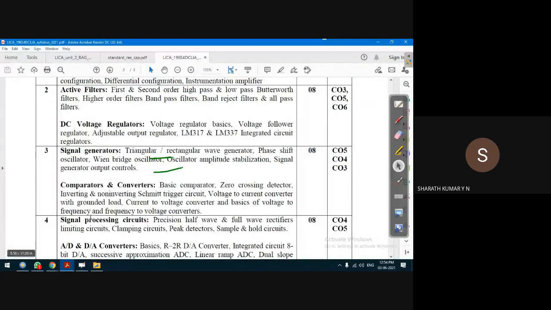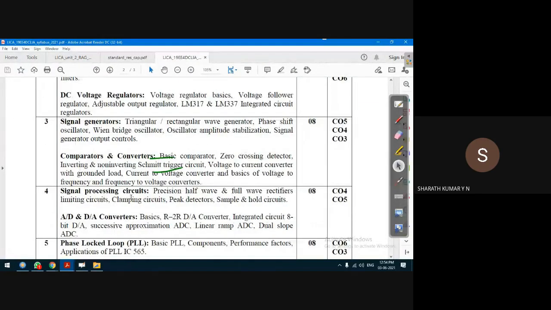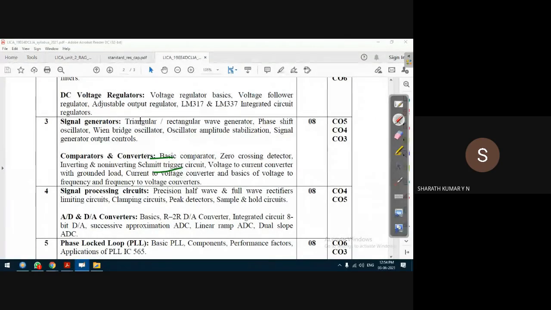Current voltage, sorry, voltage regulators. Adjustable regulators LM317, LM337 integer. Okay, yeah, we need to discuss this.